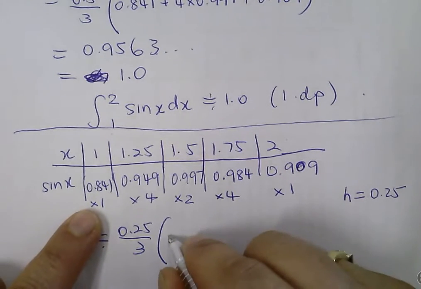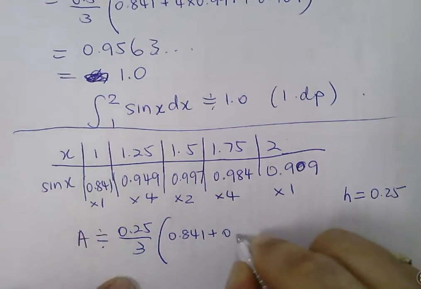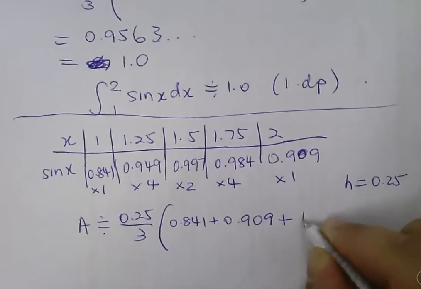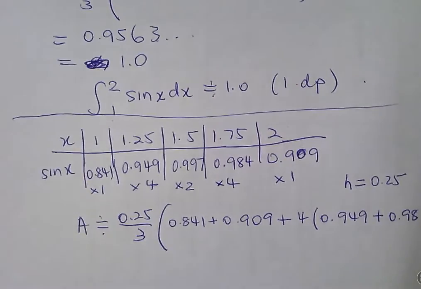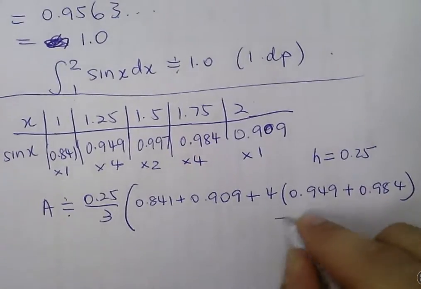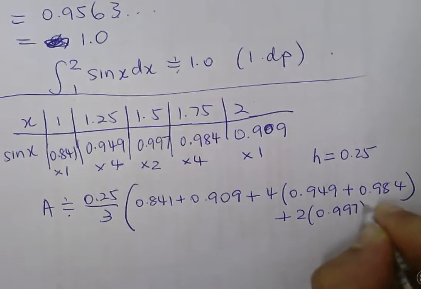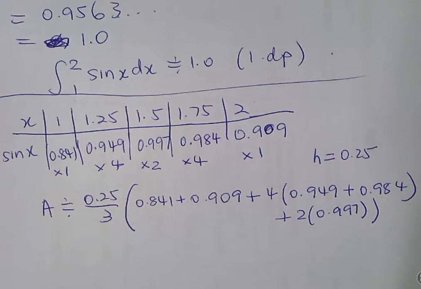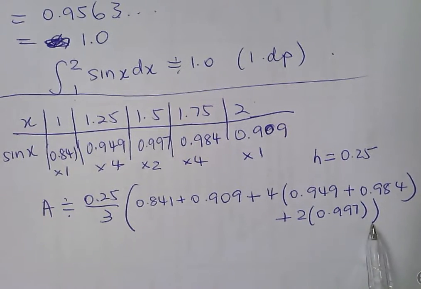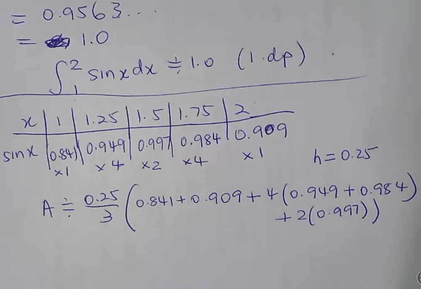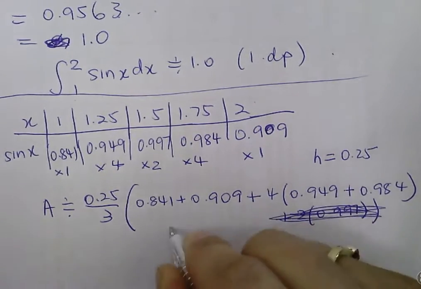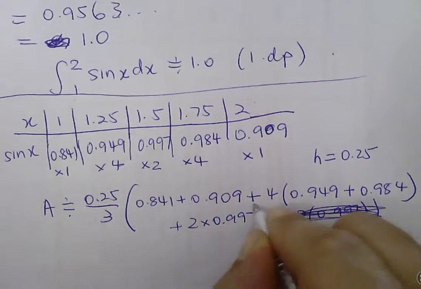So here, what I like to do, I go 0.841 plus 0.909, they're single, plus 4 lots of 0.949 plus 0.984. Do you see that? So you do the 4 times together, plus 2 lots of 0.997. Now, unless you're really good with your calculator and using double brackets, I'd be doing all this bit first, press equals, and then times it by 0.25 over 3. Otherwise, you're going to have a calculator glitch if you don't. Actually, I don't need a bracket there. I can go plus 2 times 0.997 and put a single bracket.